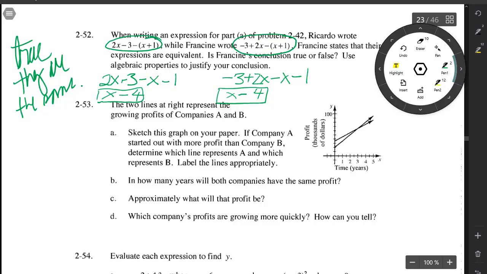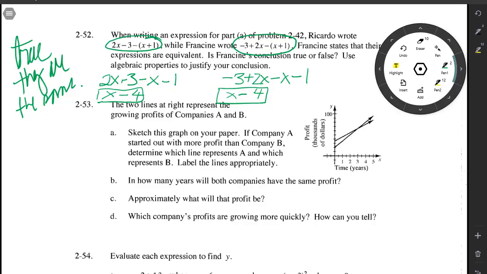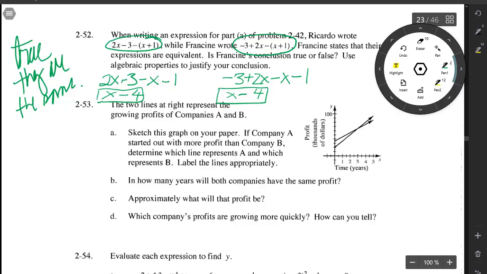All right, 253. Two lines at the right represent the growing profits of companies A and B. If company A started out with more profits than company B, determine which line represents A and which line represents B, and then label them accordingly.